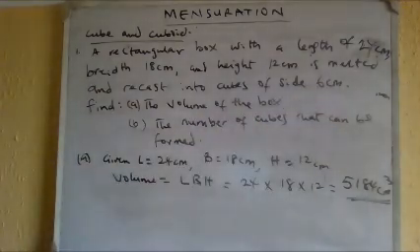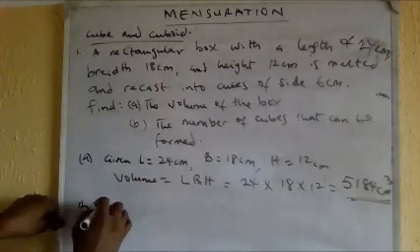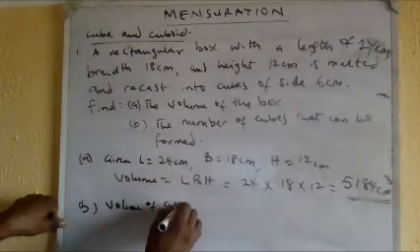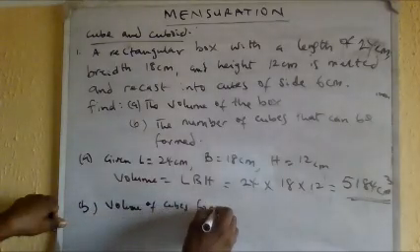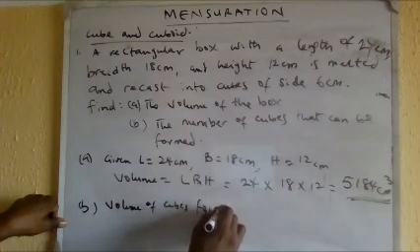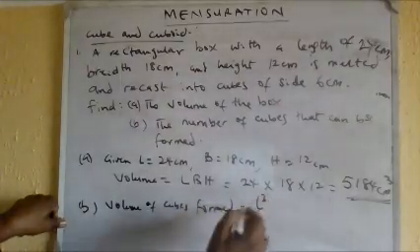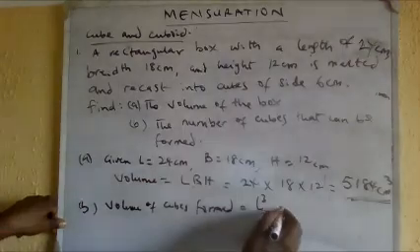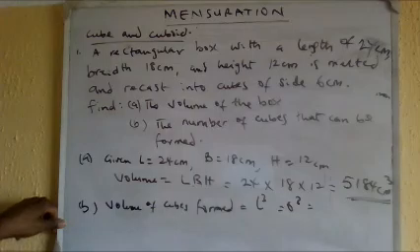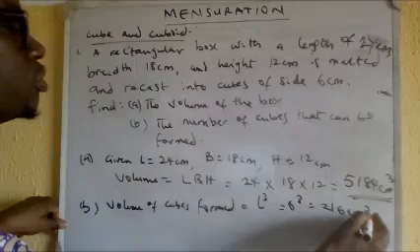So the B part says the number of cubes that can be formed. First of all, the volume of the cube formed is equal to L cube. What's L? L is 6. So 6 cube is 216 cm cube.